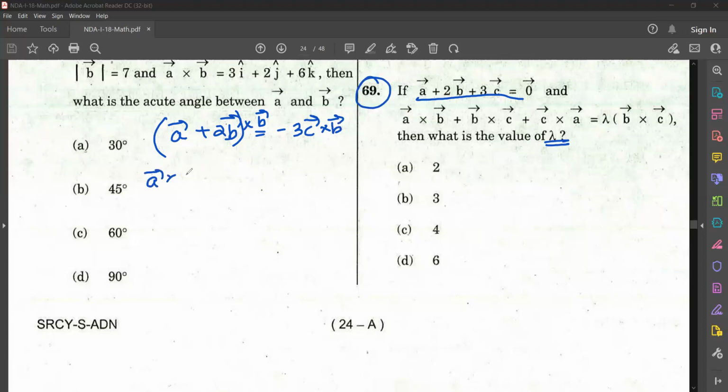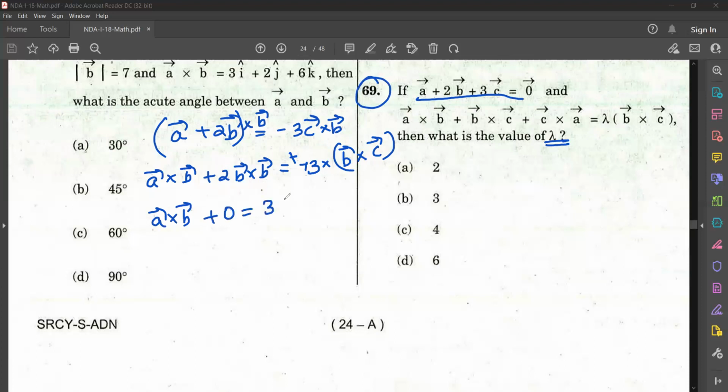So this will become A cross B plus 2 into B cross B, that is equal to −3 into C cross B. C cross B can be written as B cross C if I put a negative sign, so this will become positive 3. So listen, A cross B plus, what is B cross B? BB sin theta, so at sin 0, that is 0. So this term will become 0. So this will become 3 into B cross C. This much is okay.